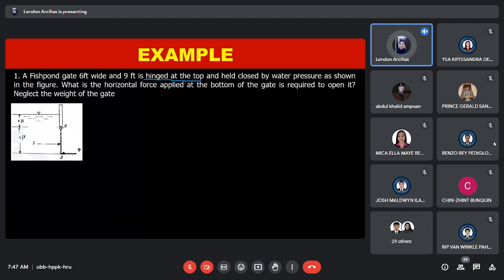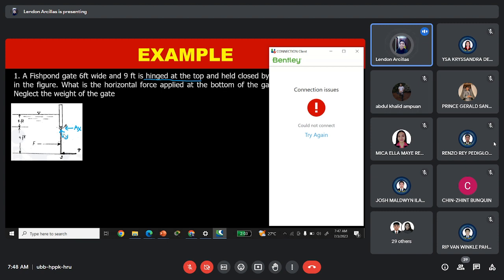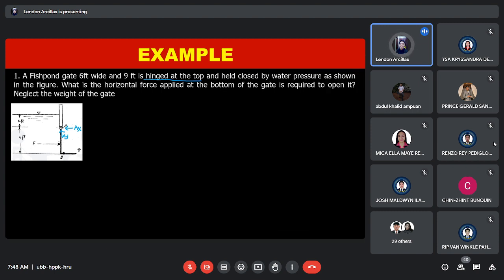Ilang support forces pag naka-hinge? Dalawa, di ba? That is A sub X and A sub Y. Ang support na A sub X is pinipigilan niya ditong pwersa sa tubig, and yung A sub Y is yung support na nagsusupport dito sa concrete or itong box na to. So, yun yung magiging free body diagram natin. Ito yung mga horizontal forces, and then ito yung vertical forces.